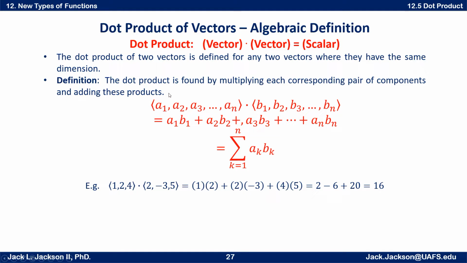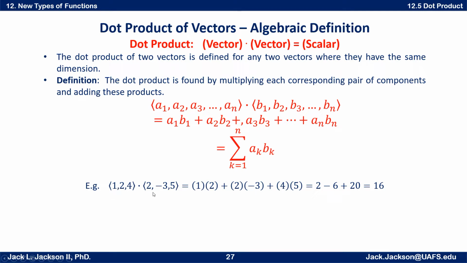But when you do that, say you have a vector A given by components A1, A2, A3 up to An, and vector B given by components B1, B2, B3 up to Bn, then the dot product is you just multiply the corresponding components and then add them all up. So you take A1 times B1 plus A2 times B2 plus A3 times B3 and so forth, ending with An times Bn. Or in summation notation, it's the summation from k equals 1 to n of A sub k times B sub k.